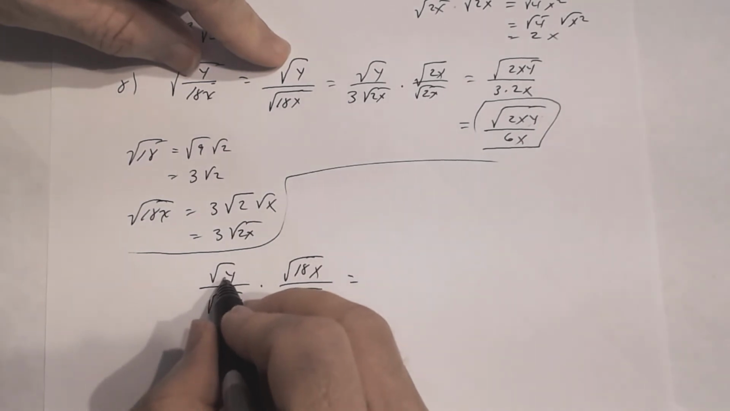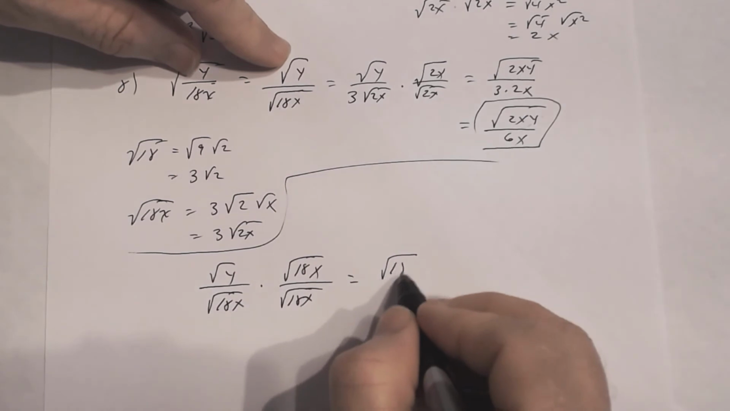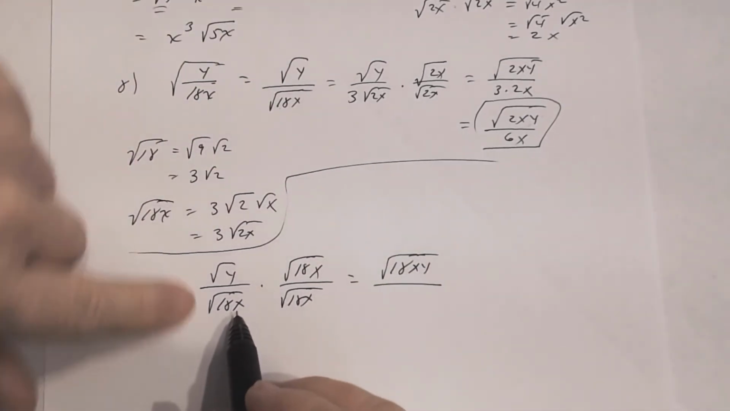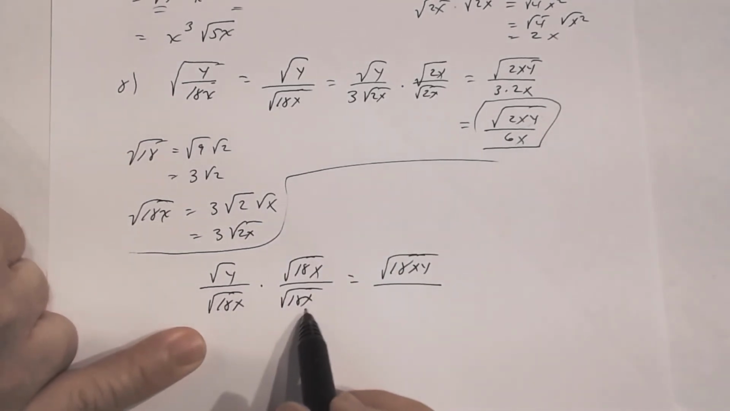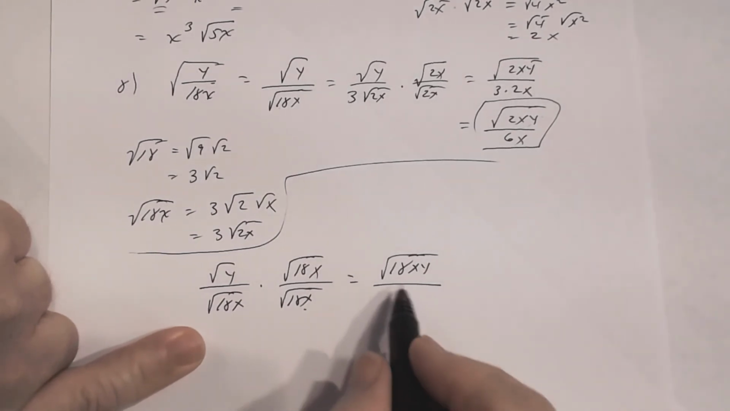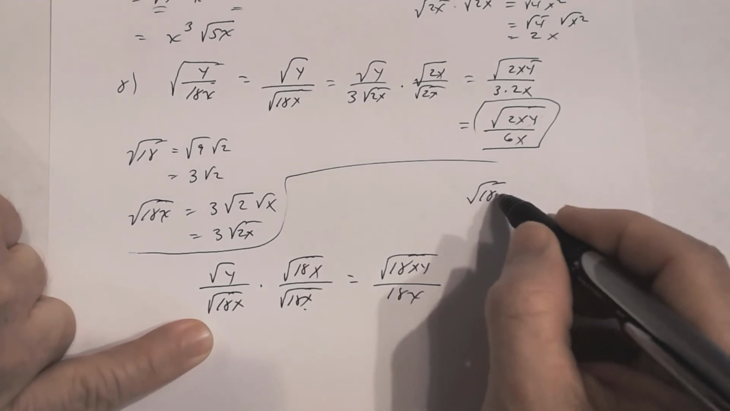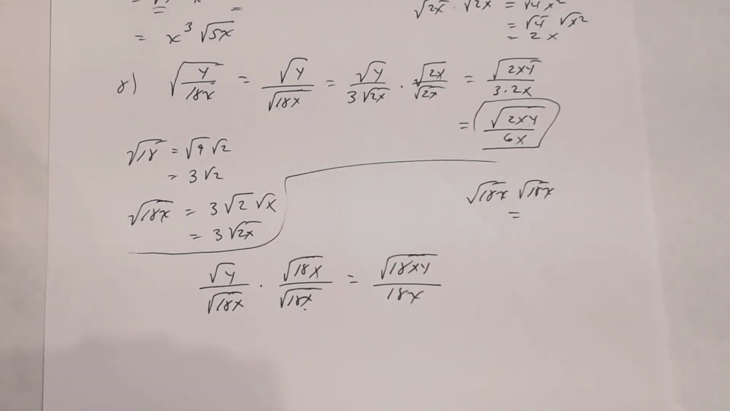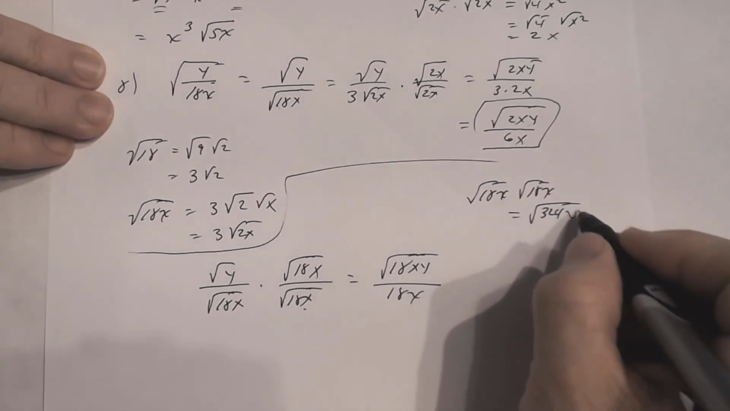So I get, using a product rule in the numerator, the square root of 18xy divided by, and then just like we had our discussion a while ago, what's the square root of 18x times the square root of 18x? It's 18x. But if you need to work it out, you work it out. The square root of 18x times the square root of 18x. 18 times 18, use your calculator. 18 times 18 is 324. And then x times x is x squared.